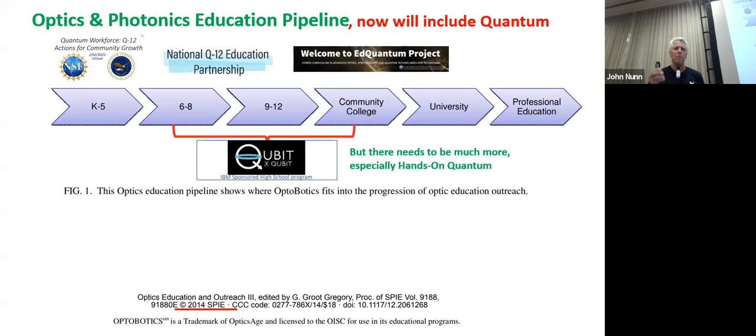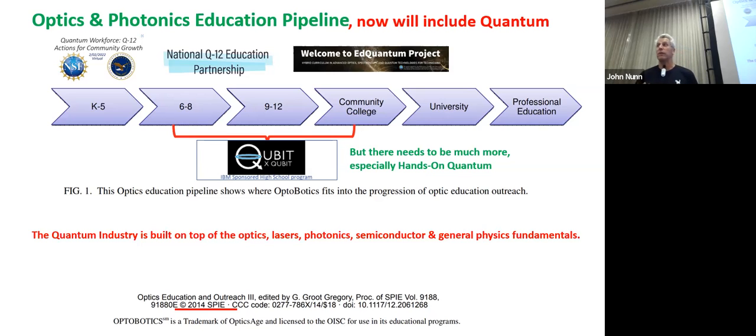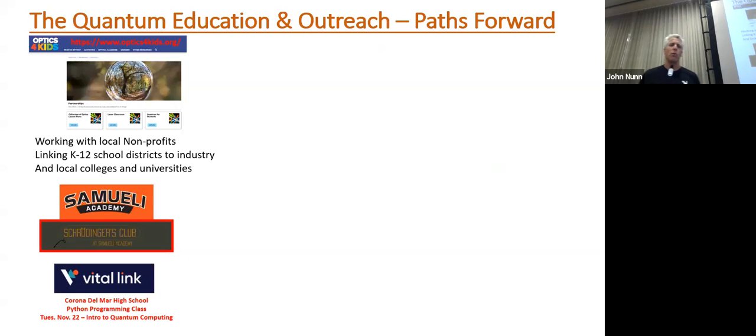But there needs to be more than just online or computer programming, because quantum is so much more than that. So hands-on, like lasers and diffraction and atomic spectroscopy, those are the types of things that I really enjoy. And I say that the quantum industry is built on top of the optics and lasers, photonics, semiconductors, and other general physics fundamentals. So it's good to get young people understanding as much as we can about these sciences and technologies that underpin the entire industry.